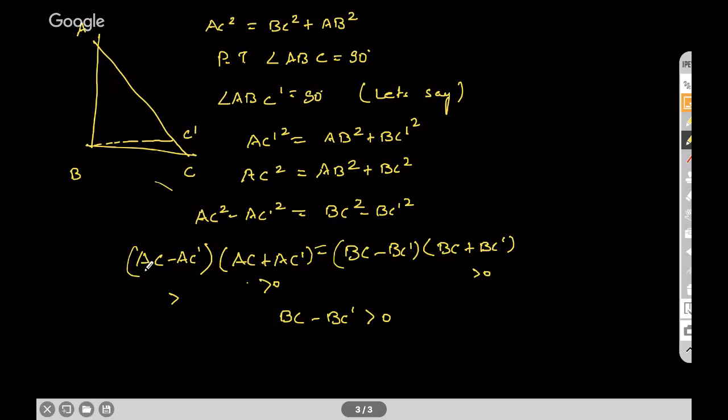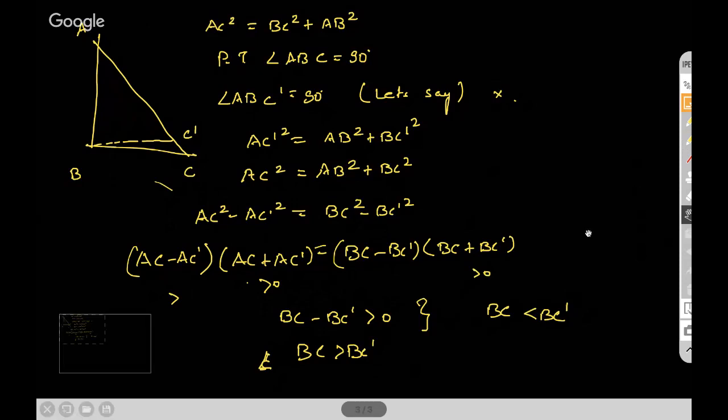So I have to just contradict this. If BC is less than BC dash, my assumption was wrong. This assumption was wrong, so let's try and prove that. Now clearly BC minus BC dash is greater than 0. That means BC is greater than BC dash. This is what that means.